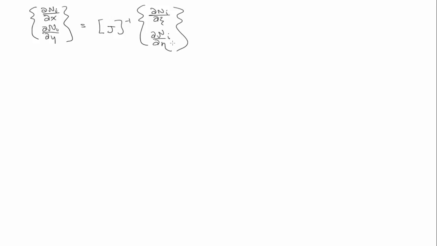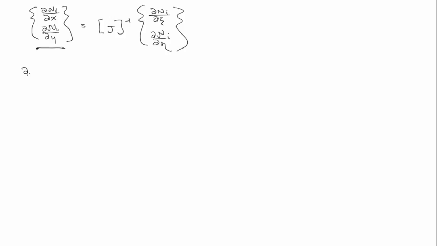we're just going to invert that relationship. So partial n i partial x, partial y is equal to the inverse of the Jacobian matrix times the partials with respect to xi and eta. And these are the guys that we want to substitute in the stiffness matrix equation.